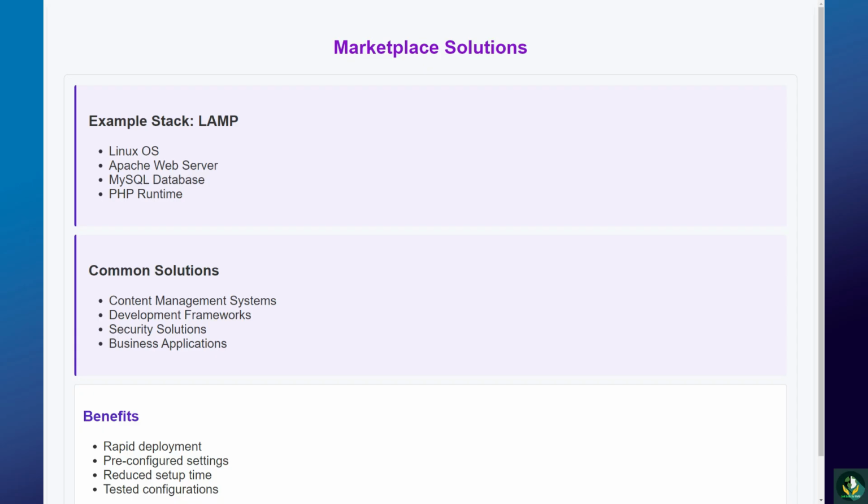When selecting Marketplace images, consider licensing costs and terms, update and maintenance requirements, performance optimization needs, and support options and availability. This ecosystem of pre-configured solutions makes it possible to rapidly deploy complex environments while maintaining professional standards and best practices.